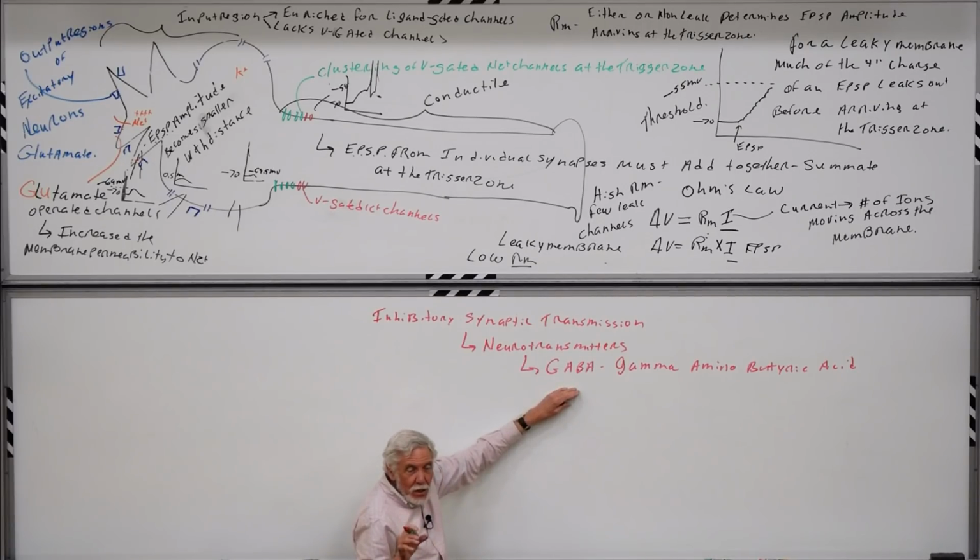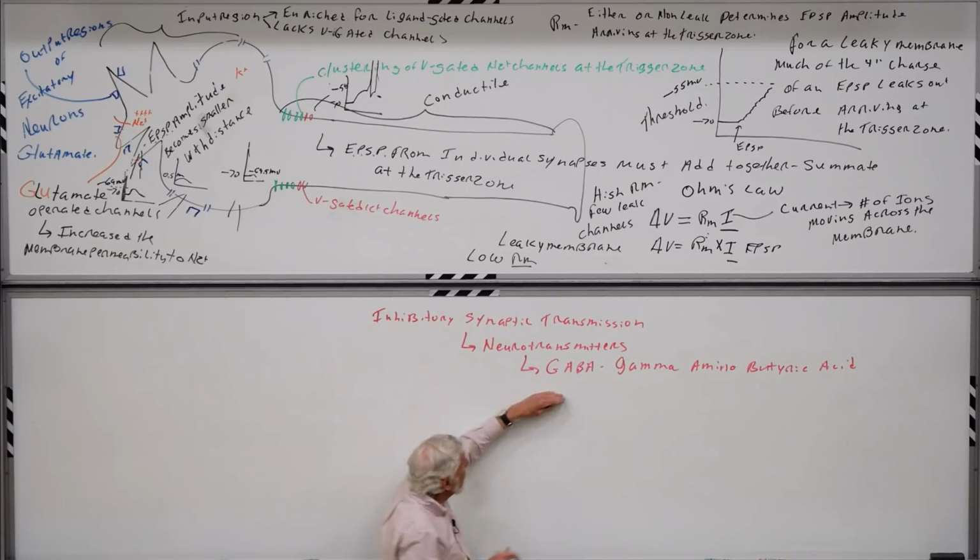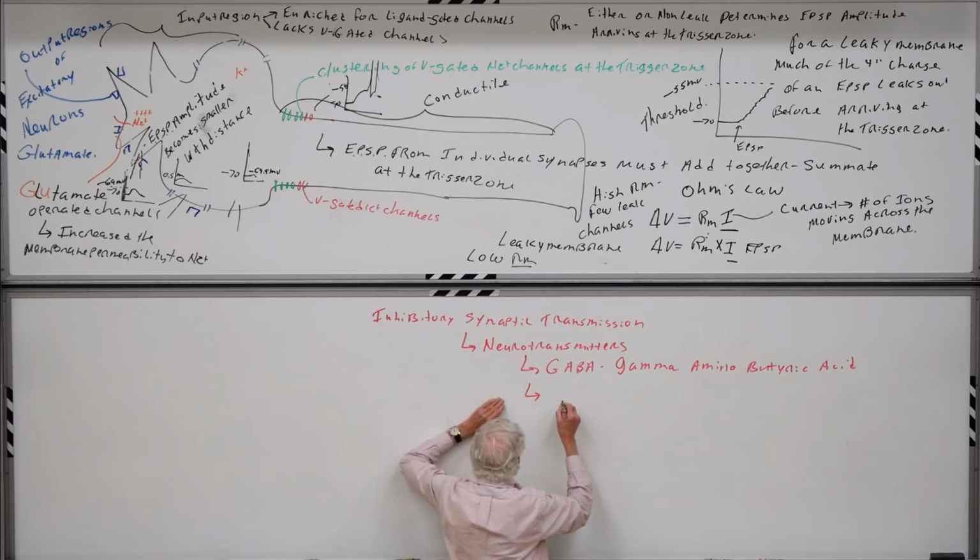You take the amino acid glutamate, you chop off the carboxylic acid on the main chain of the glutamate molecule, and you end up with GABA. So you take glutamate, which is an excitatory transmitter, chop off the carboxylic acid, and you turn it into an inhibitory neurotransmitter, GABA. But the other one that you see primarily in the spinal cord is the amino acid glycine.